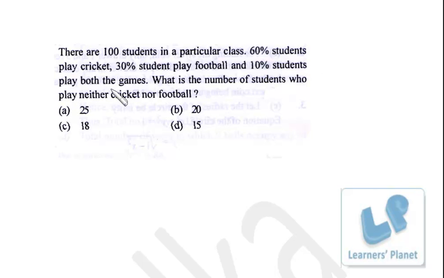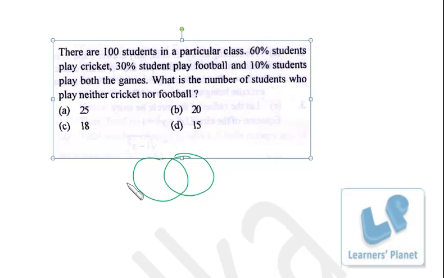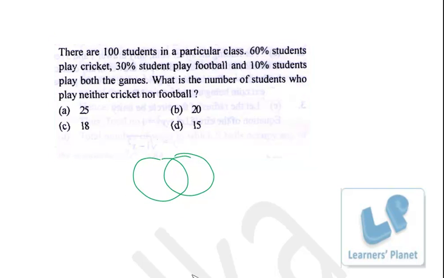What is the number of students who play neither cricket nor football? Now that's very simple. Easily from the Venn diagram you can solve this. Suppose this is cricket, this is football. Now 60% students play cricket.